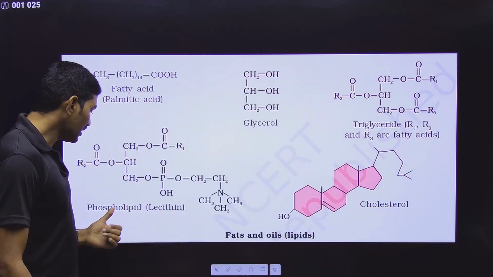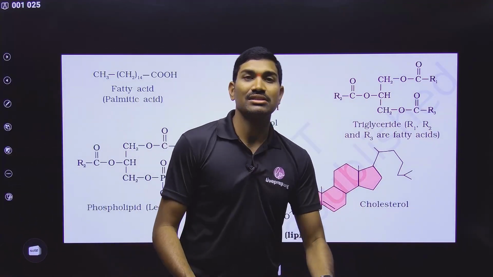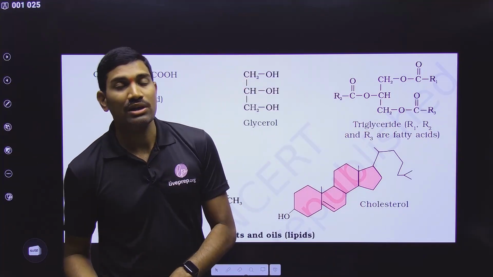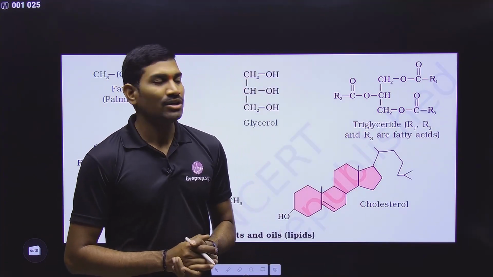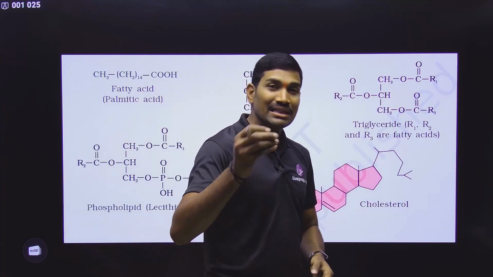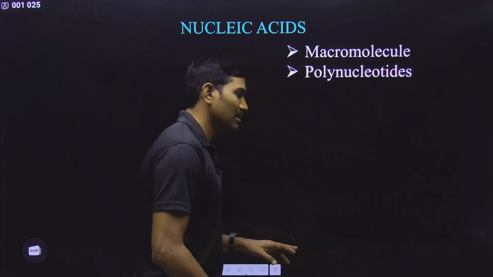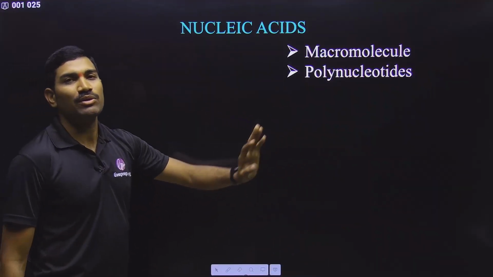Clear? Next one, phospholipid. They have given one example here. And here even cholesterol, sterols also. Sterols also come under a type of lipids. So here it is cholesterol. Already regarding cholesterol and its role in animal cell membranes, we studied in the cell chapter also. Clear? So with that, the lipid topic is also completed.